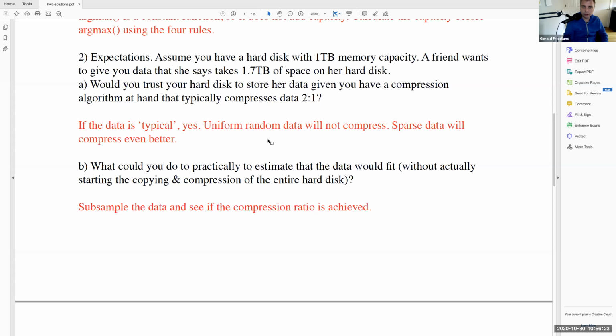Okay. So, expectations. Assume you have a hard disk with 1 terabyte memory, and a friend wants you to give data that takes 1.7 terabyte. Would you trust your hard disk to store her data, given you have a compression algorithm at hand that typically compresses 2 to 1? If the data is typical, yes. But obviously, the point is in expectation, you're fine. But the problem is if she gave you random noise, then the answer is no.